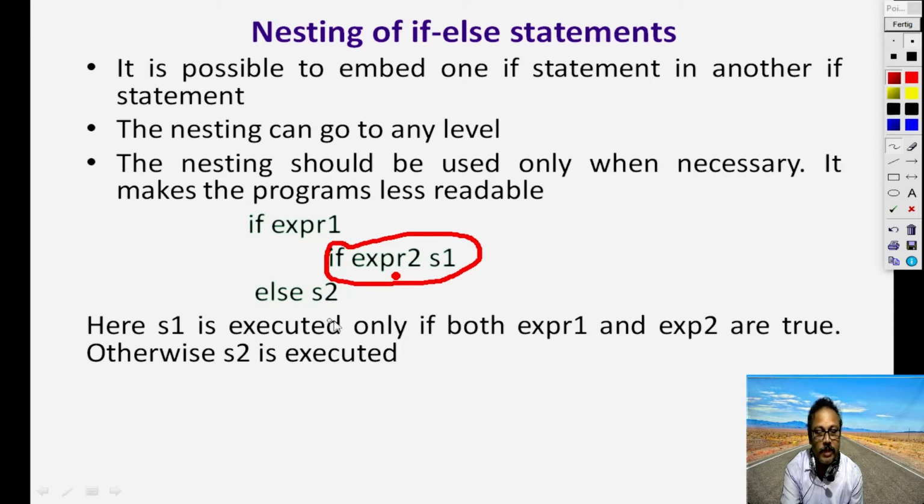Okay, there is one twist here. We'll discuss it in the form of dangling else at the end of the session. But the point to be noted here is: if expression 1 is true and also if expression 2 is true, then only S1 is executed. If expression 1 is false, S1 is not executed. If expression 2 is false, then also S1 is not executed. So S1 is executed only if both expression 1 and expression 2 are true.